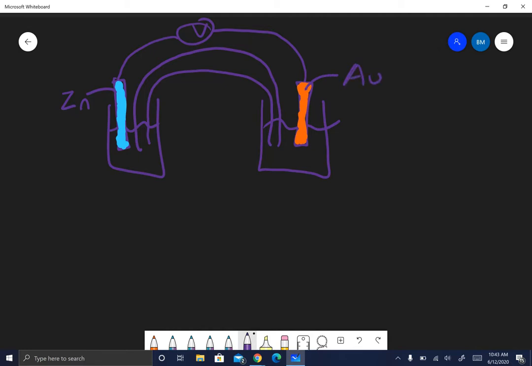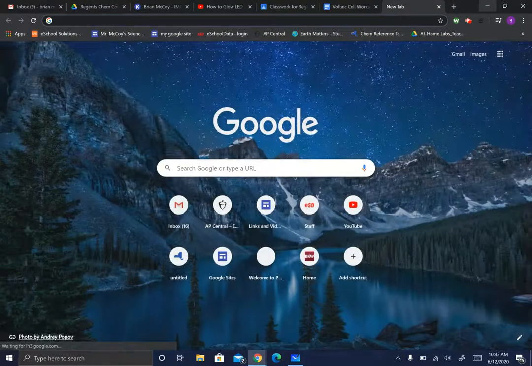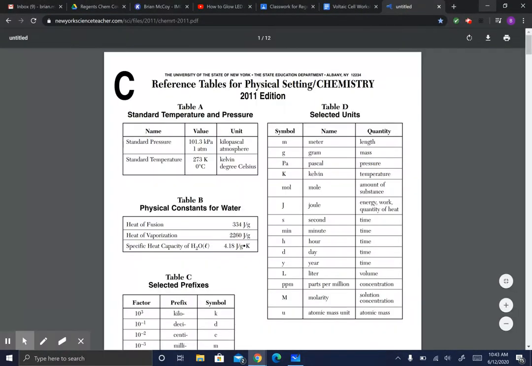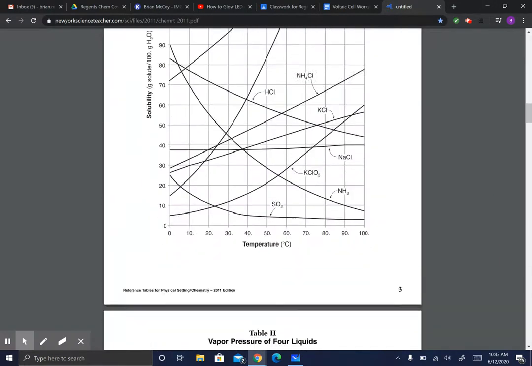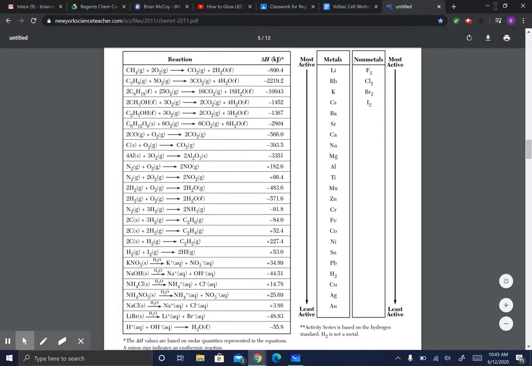So the way to figure out which one is the anode or cathode, and actually, you know what? That's just occurred to me. I'm going to add that to the worksheet as well. You go to table J. Here's table J. And the more reactive is the anode.